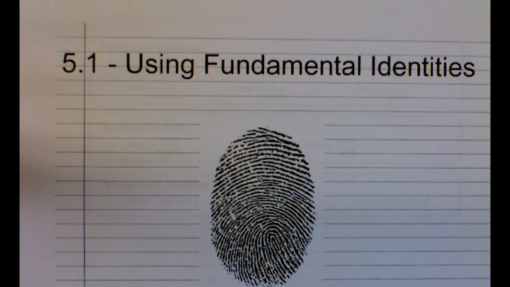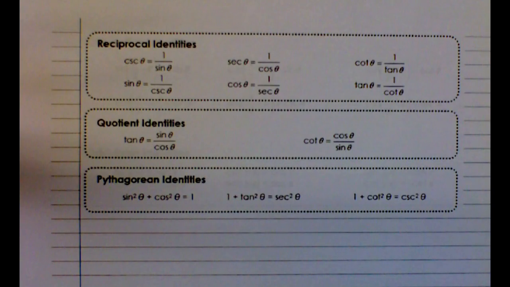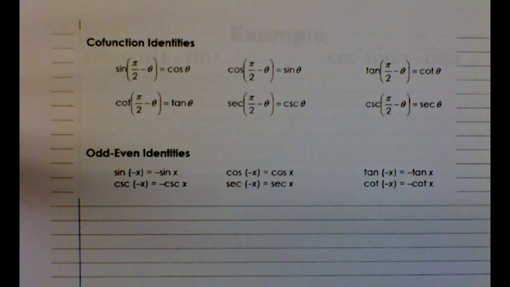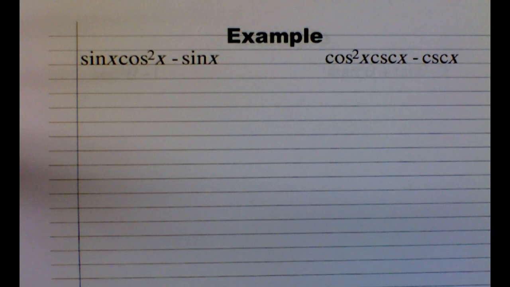So section 5.1 is using fundamental identities. On your purple sheet, you have all these identities. We have the reciprocal identities, the quotient identities, and the Pythagorean identities. Take a look at them, become familiar with them, because that's what we're going to use. We're also going to look at the cofunction and odd and even identities today. So keep these handy. We are going to take crazy trig expressions and rewrite them in a simplified manner.